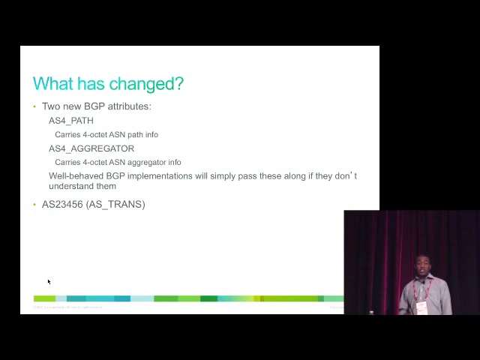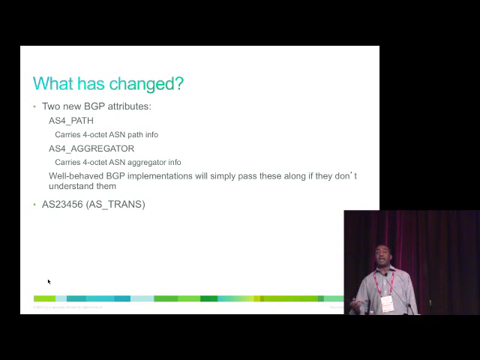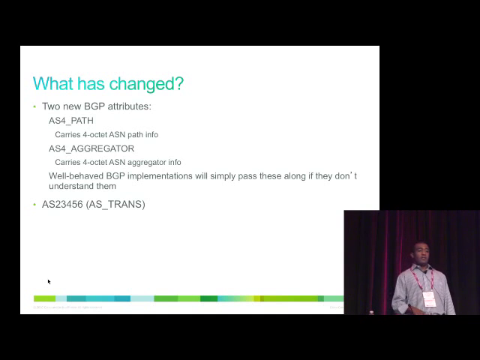So what has changed? Two attributes. We used to have AS paths. Now a new attribute, AS4 paths, is introduced. In addition, AS4 aggregator is also introduced when you do route aggregation. And also a new AS number is reserved, 23456, as AS trans.